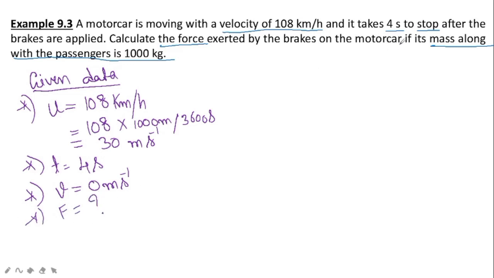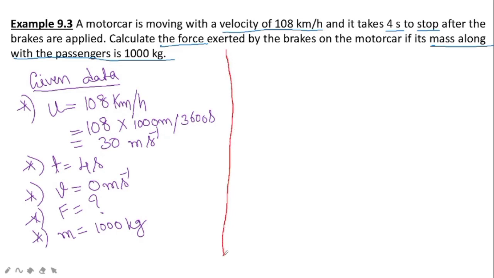Then do we have any other data? Yeah, it is mass along with the passengers. So m equal to 1000 kg. So this is our data. So now by using this data, we will find the force exerted by the brakes on the motor car, right? So shall we start? Yes.